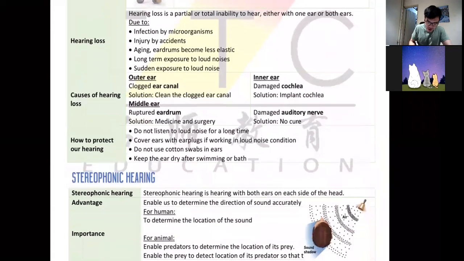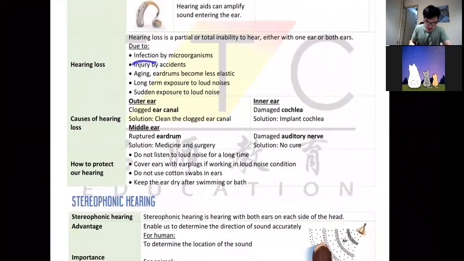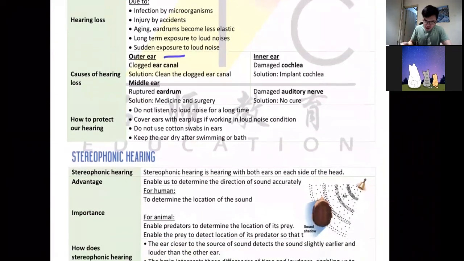All right, so how do you get hearing loss? Okay, it could be infection, accidents, or aging. Like I said, as you get older, your eardrum becomes less elastic. Or exposure to loud noise, or sudden exposure to loud noise. So it could be anything. It could be your ear canal clogged. It could be your cochlear damage. Then in this case, you can go for surgery to implant a cochlea. Okay, if your eardrum ruptures, you can go for surgery to sew it back.